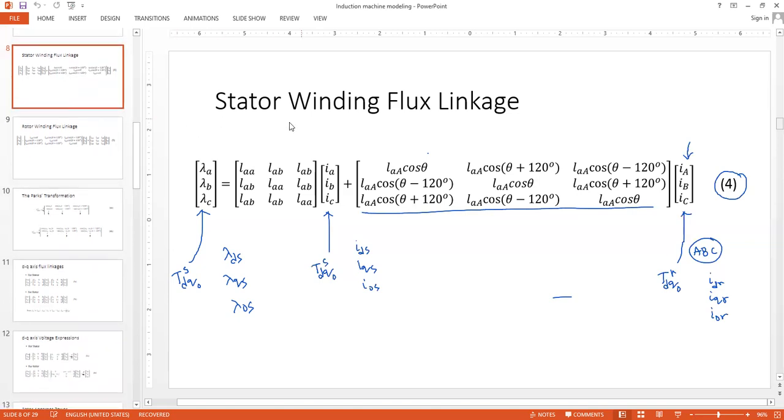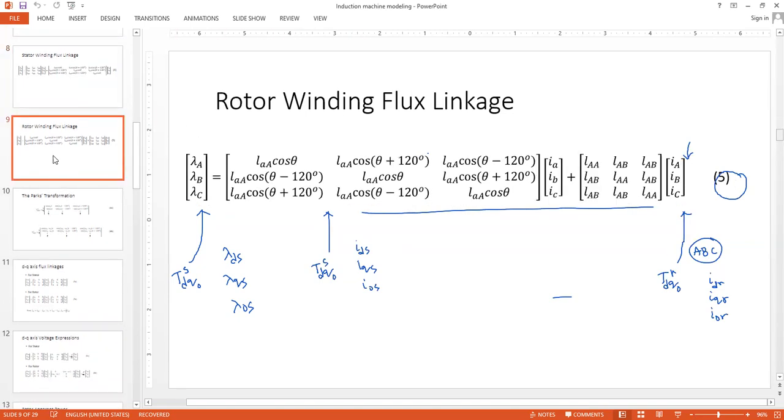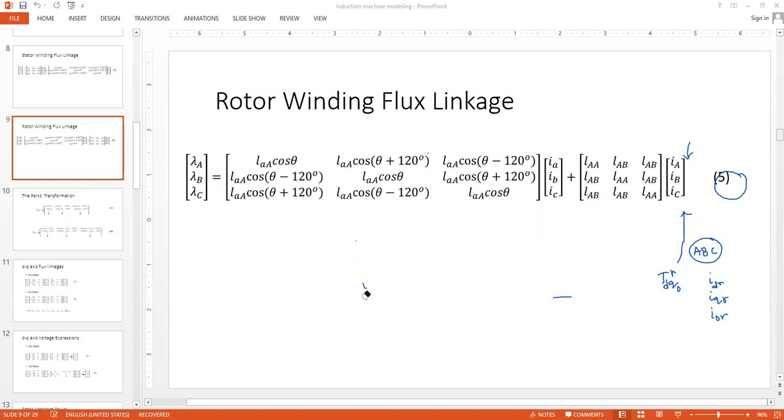Okay, this is for the stator winding flux linkage. Similarly here for the rotor winding flux linkage, for the first entry, this is in the rotor frame, lambda a, b, c, all capital. So you need to use TDQ0R. Then this vector is for the stator ABC. So you need to use TDQ0S.